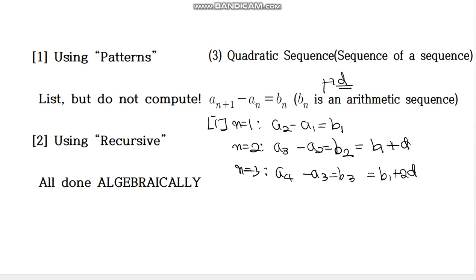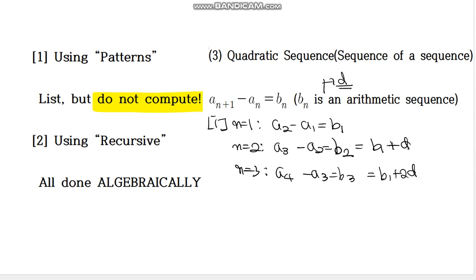So now in this case, how are we able to find patterns here so that we can get a general term of this, right? What did I say? Please do not compute. Do not compute.